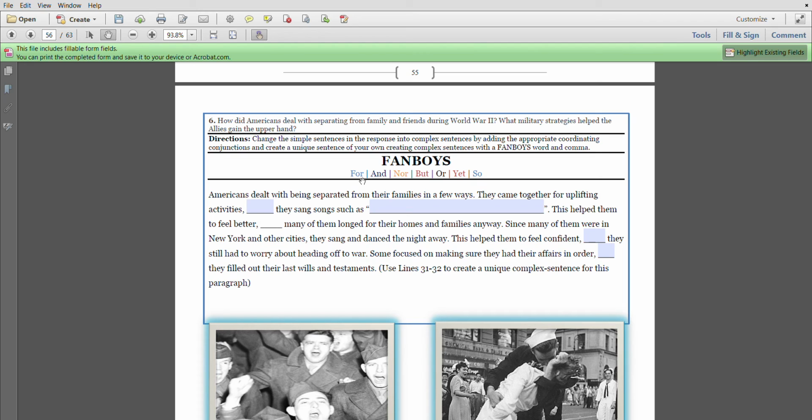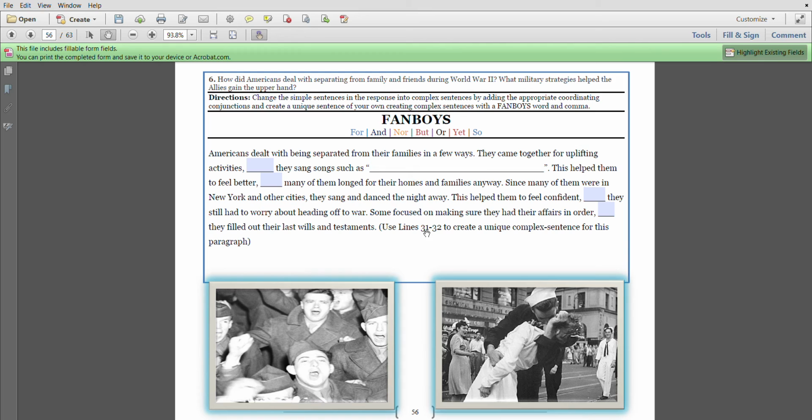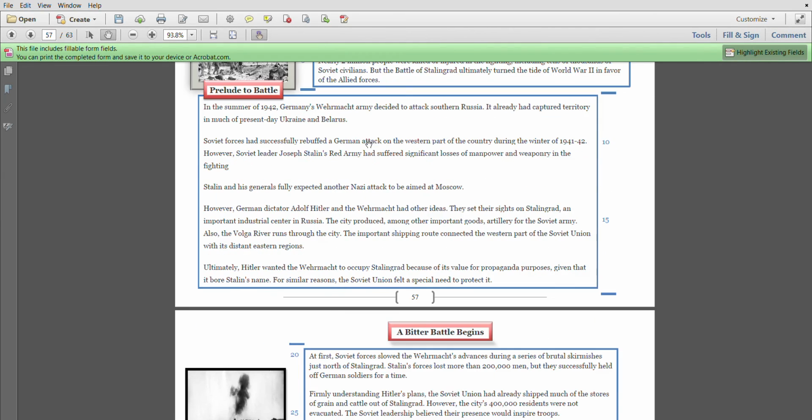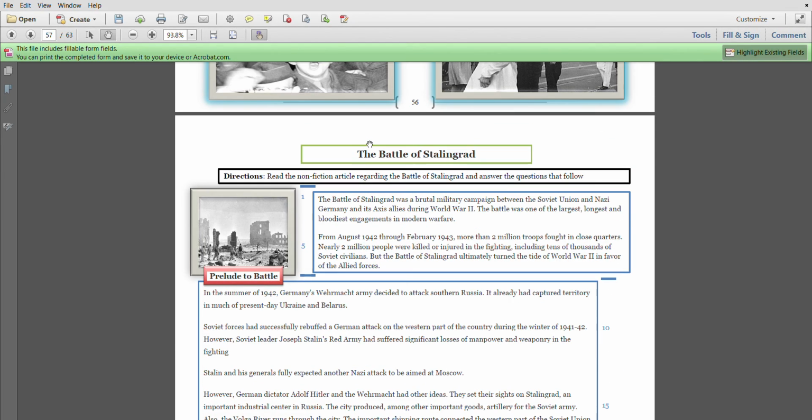There's usually 2 or 3. And then you're going to put in your answer here. They sang songs such as, type out your answer there, okay? For the quote. And then you're going to put your unique sentence right here. There will be a window when you guys are looking at this. All right, next part, the Battle of Stalingrad.